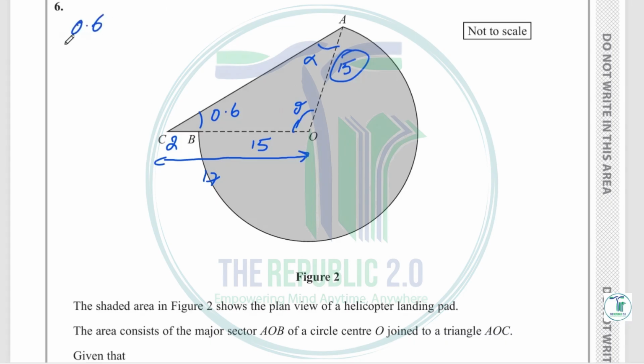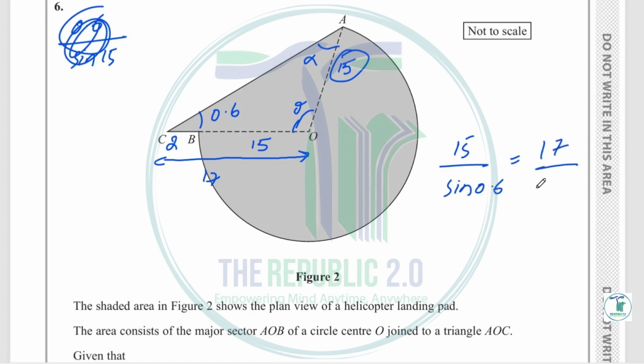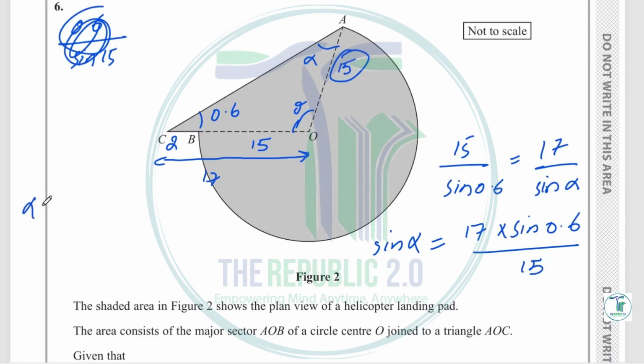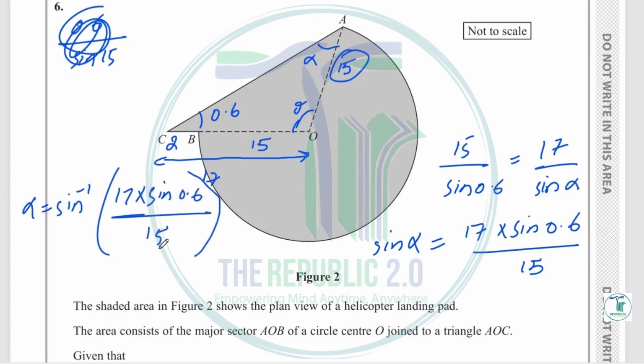That has to be 15 divided by sine 0.6, equals this side, which is 17, divided by sine alpha. And you can easily get alpha from here: sine alpha is equal to 17 times sine 0.6 divided by 15. Whatever answer you get for this expression, your alpha has to be the sine inverse of 17 times sine 0.6 divided by 15. That is how you'll get alpha.